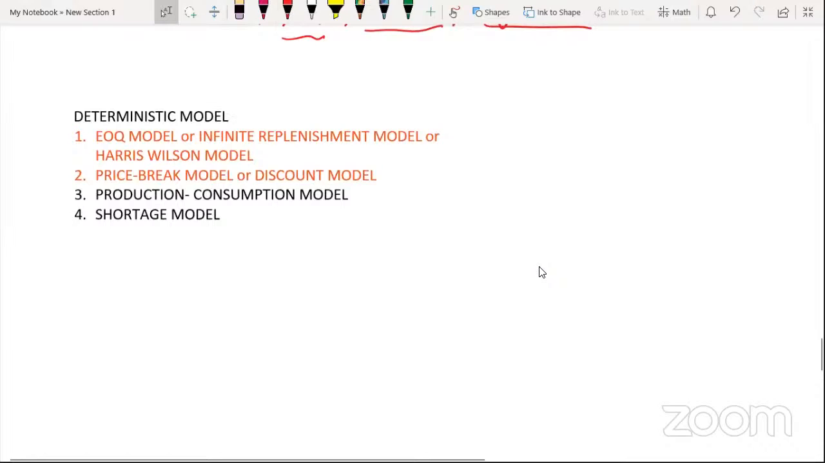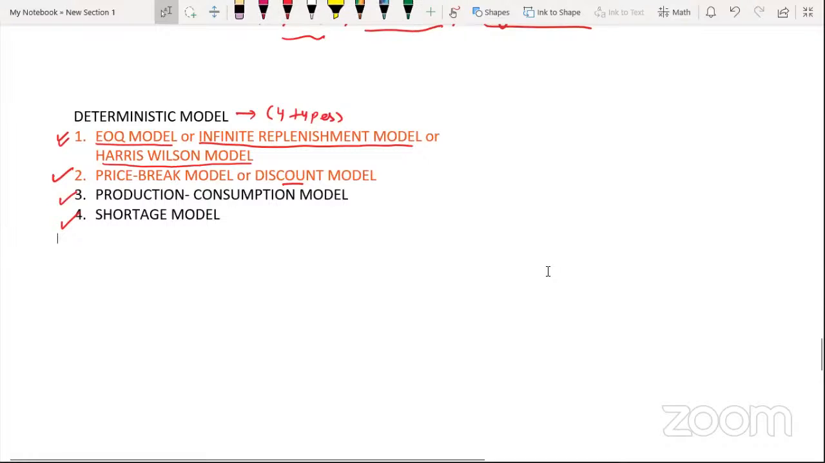Now, the deterministic model is classified into four different categories. The first one is the EOQ model. It is also known as the infinite replenishment model or Harris-Wilson model. Three names, all three you must remember. So in the deterministic model we have four types. The first is the EOQ model, Harris-Wilson model or infinite replenishment model. The second is the price break model or discount model. The third is the production consumption model, and the fourth is the shortage model.